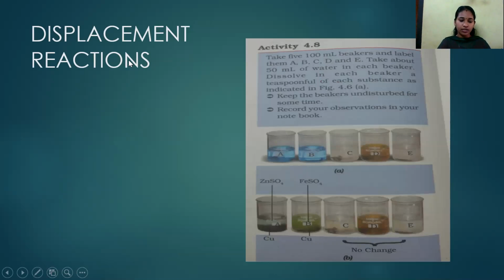Okay, next about displacement reaction. Here also there is an activity. Take 500 ml beakers and label them A, B, C, D, E. Take about 50 ml of water in each beaker.